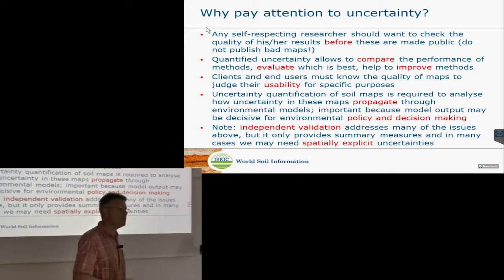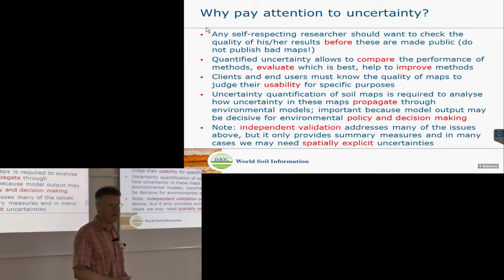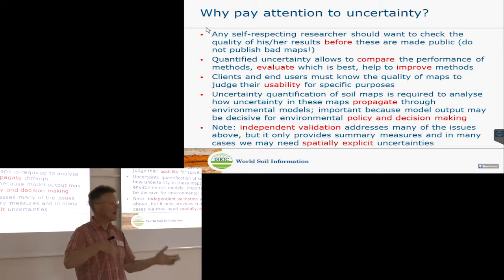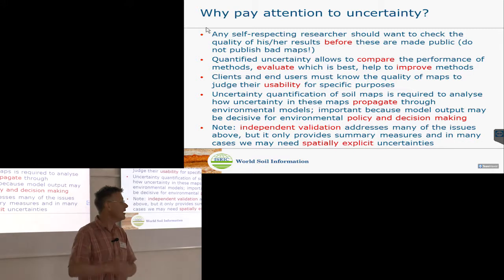Of course, you can quantify the accuracy of a map with a validation. And we'll talk about that too, independent validation. You put aside some data, or after you prepare the map, you collect some independent data and you compare: how well did I do? Basically quite simple. Just confront the map, the predictions, with the independent observations.